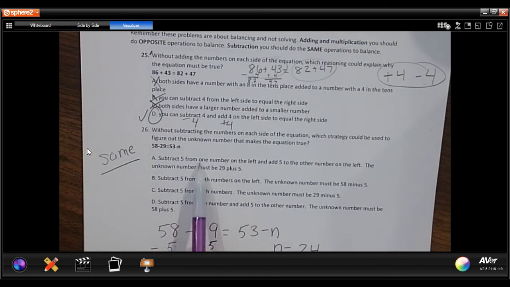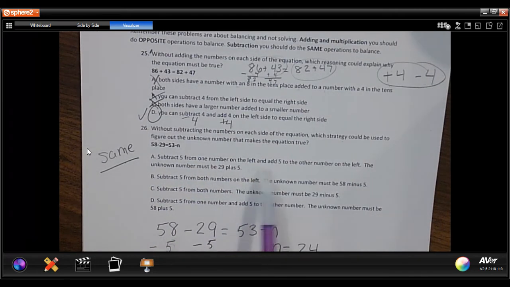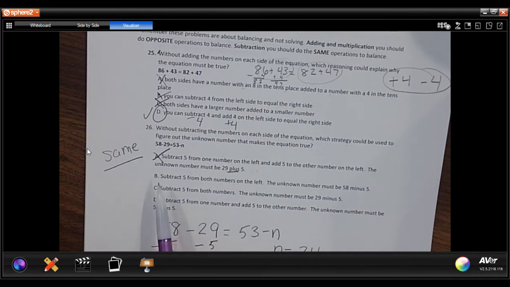A, subtract 5 from one number on the left side and add 5 to the other number on the left. The unknown number must be 29 plus 5. Nope. This is plus and I want minus. Not right. B, subtract 5 from both numbers on the left. The unknown must be 58 minus 5.